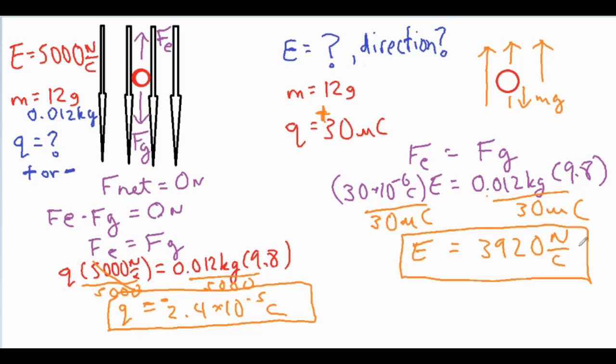So now we have our answer. We have 3,920 newtons per coulomb directed upwards because it's a positive charge following those lines to counteract the force of gravity.